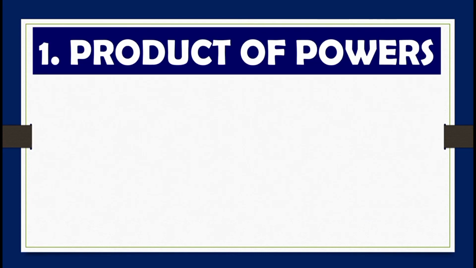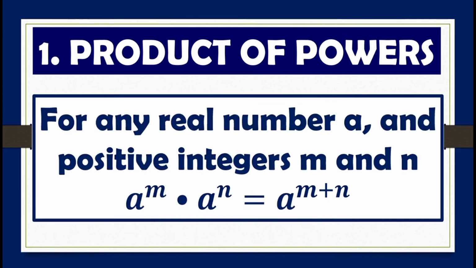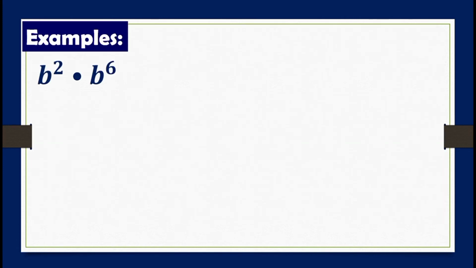First, product of powers. For any real number a and positive integers m and n, a raised to m times a raised to n is equal to a raised to m plus n. For example, b squared times b to the sixth power. In this case, we have the same base, which is b. All we need to do is to add their exponents. That means we will be adding 2 and 6. The sum is 8. Therefore, the simplified expression is b to the 8th power.